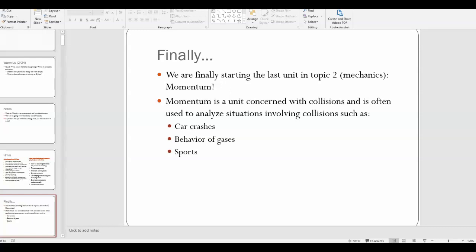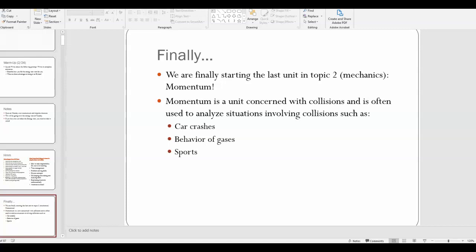Okay, so in this video, we are going to start talking about momentum. We're finally getting to the very end of topic 2, which is mechanics. And the very last unit in this topic is called momentum and impulse. Once we're done with that, we're going to be moving on to thermal physics, which is a completely different topic.